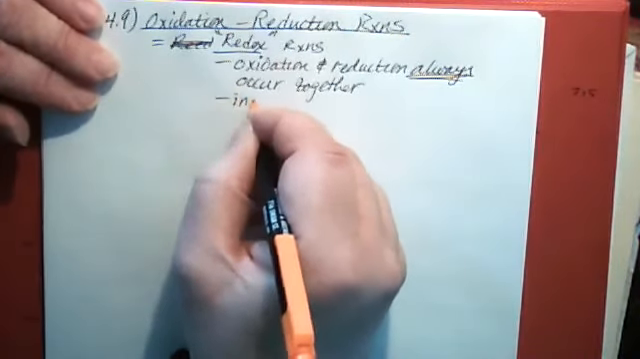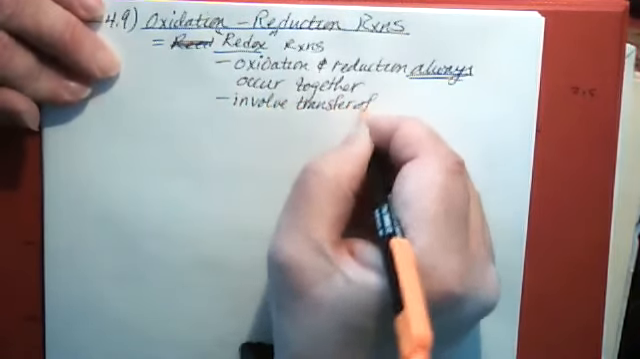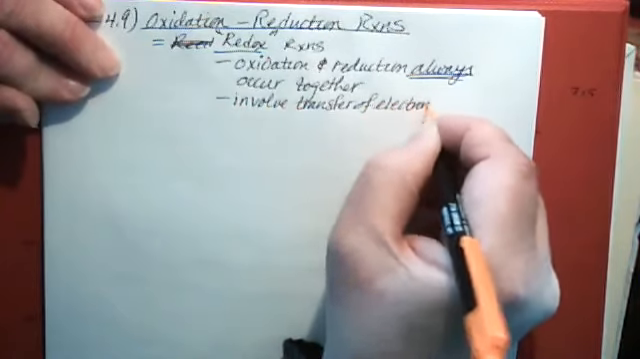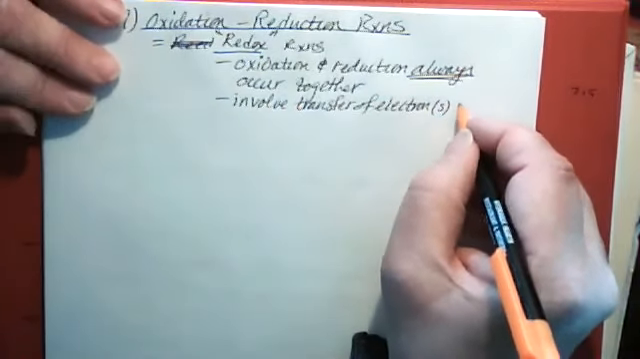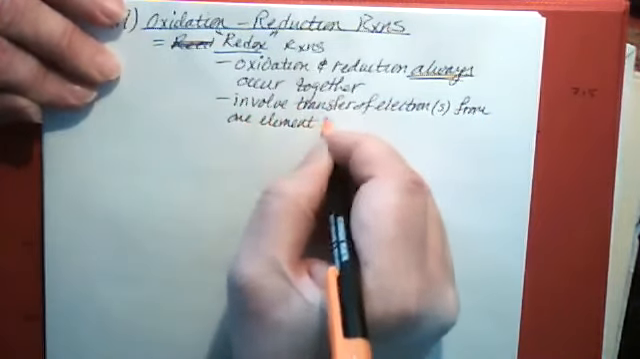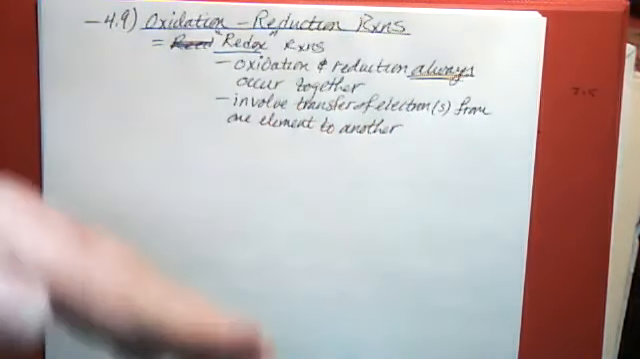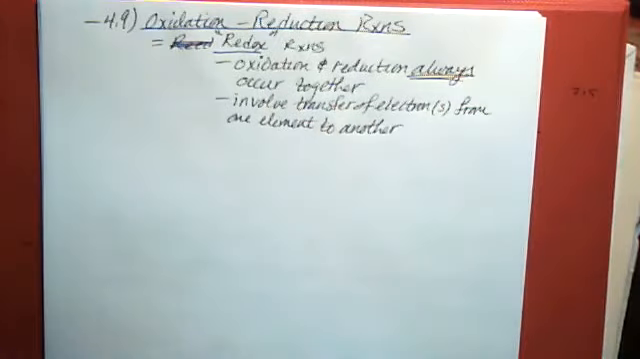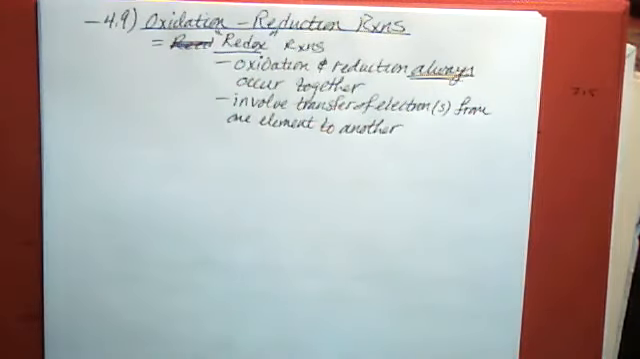Okay, these reactions involve the transfer of one or more electrons from one element to another. And so oxidation is one of those processes, reduction is the other. But basically, if something gives up an electron, that electron has to go somewhere. And if something gains an electron, that electron has to have come from somewhere.